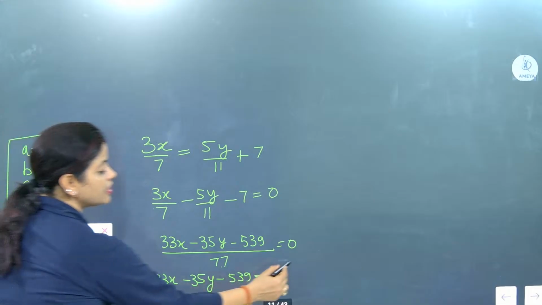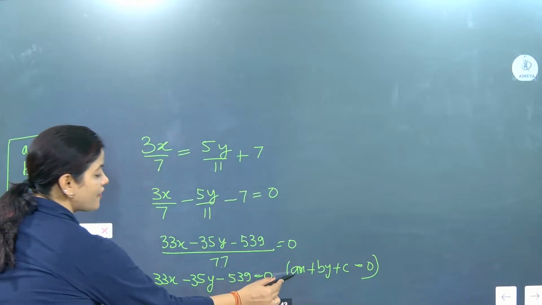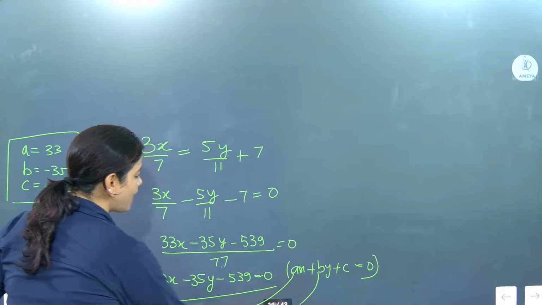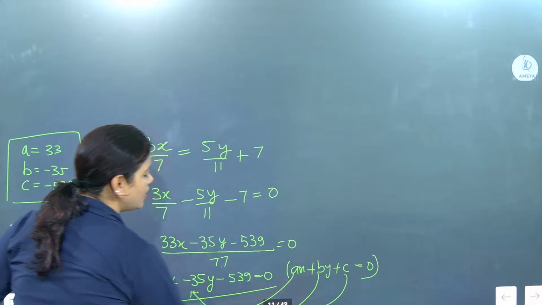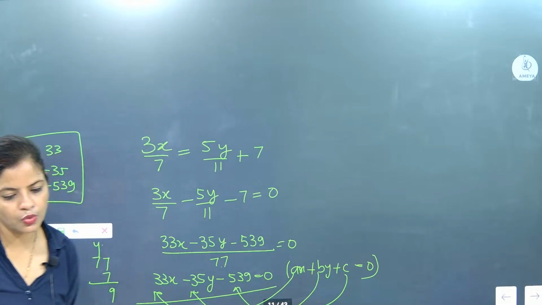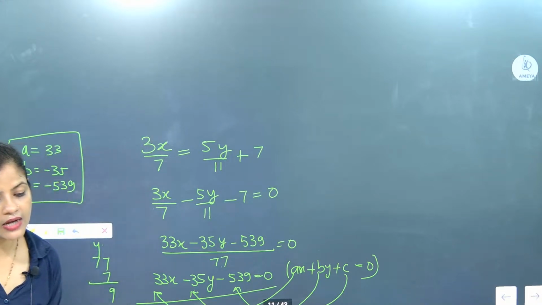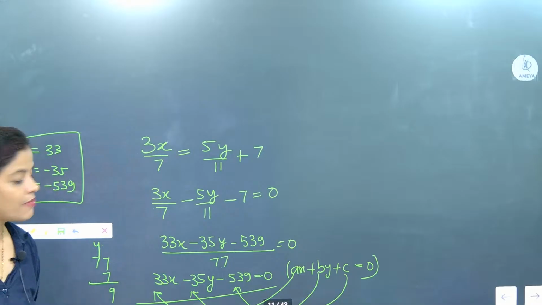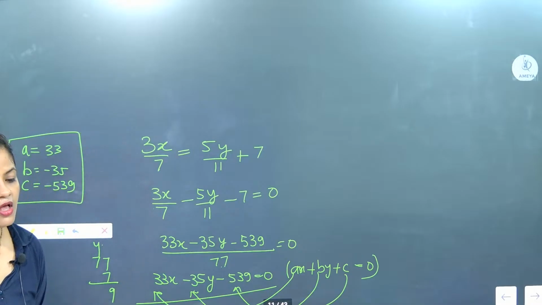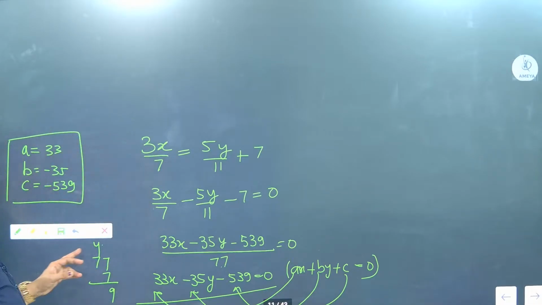Now we will compare it with the general equation, ax plus by plus c equal to 0. What is the value of a coming? 33. What is the value of b? Minus 35. What is the value of c? Minus 539. Done? Bingo. Super. Everyone has given a correct answer: 33, minus 35 and minus 539. Absolutely. You need to type the answer and send it, beta. Till now the answers are coming very perfect from everyone.